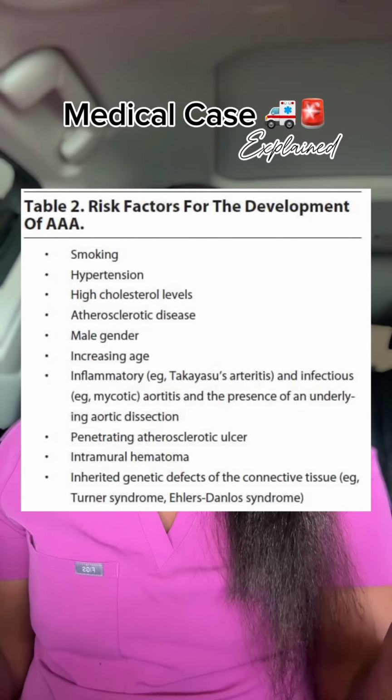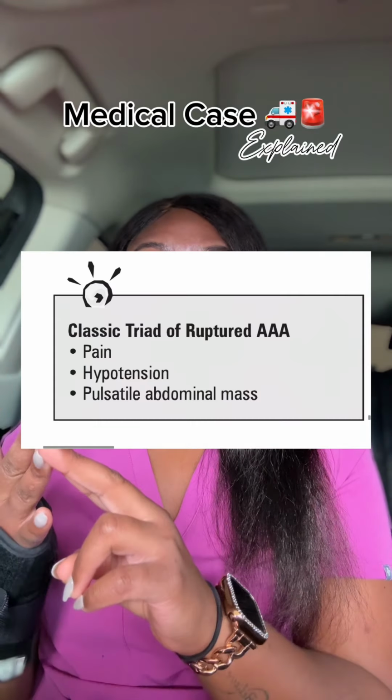Now, risk factors for it: typically males, those who have uncontrolled hypertension, a tobacco user. So ways that a patient can present: this classic triad, and a pulsatile mass on exam. Palpate their belly as if you're feeling the heart beating in their belly.